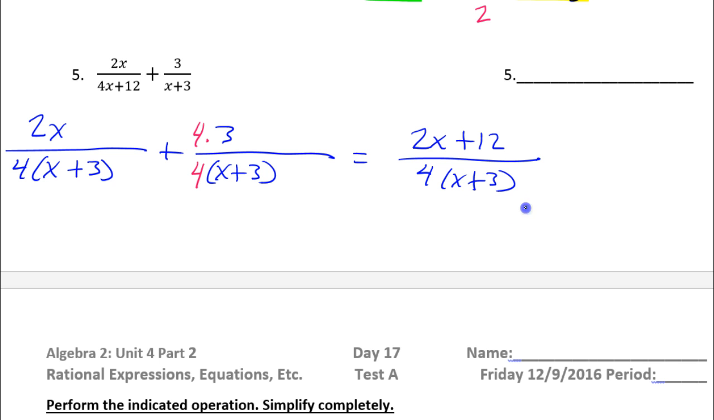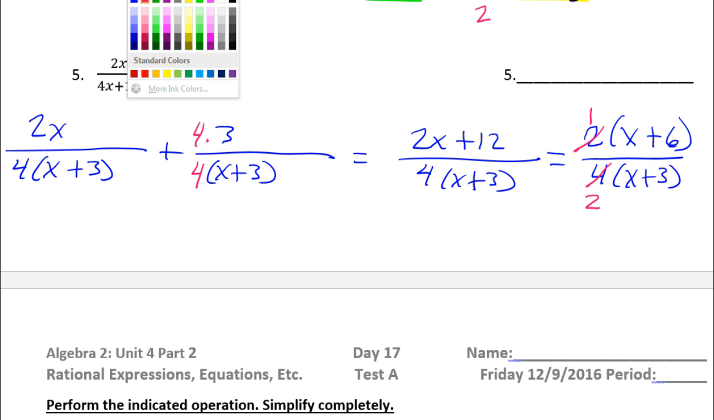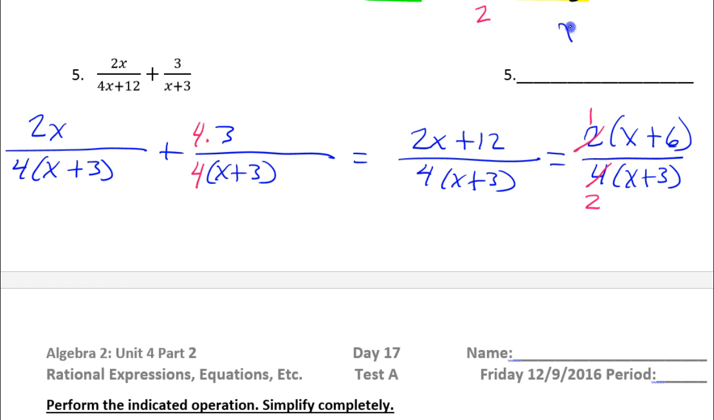Sometimes this is the final answer, but you should factor out a common factor if there is one, so you can see if there's anything that needs to cancel with this 4. I see a common factor of 2, so that would make this 2 times x plus 6 over 4 times x plus 3. Now this 2 and 4 will reduce. 2 goes into itself once, 2 goes into 4 twice. So that's why the final answer is x plus 6 over 2 times x plus 3.